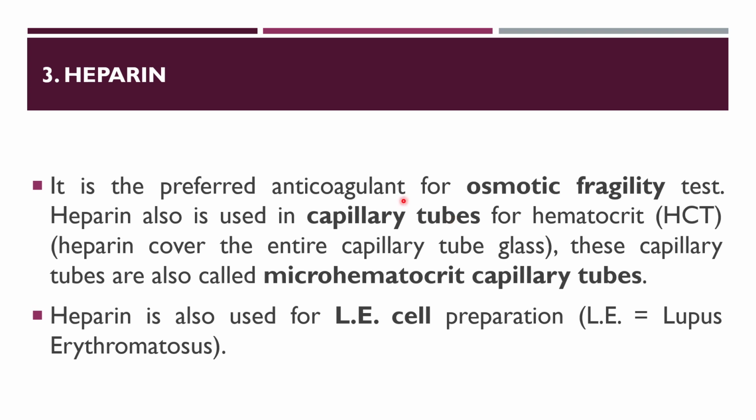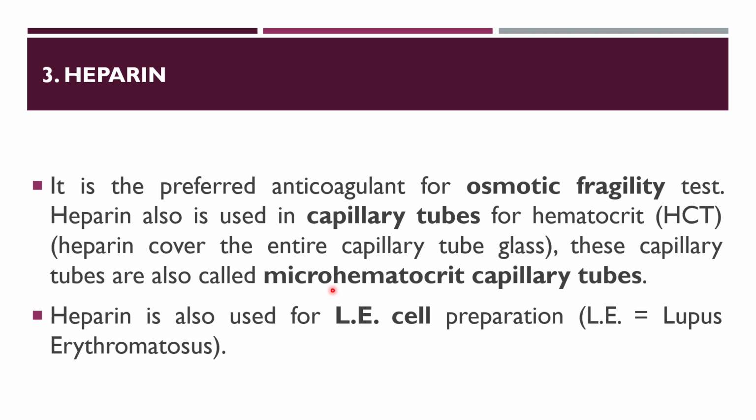Heparin is usually the preferred anticoagulant for osmotic fragility testing, where you take blood and put a drop in the solution, I think the solution is HCl. So whenever you add the drop of blood in this particular solution, you have to observe the drop, how long it takes to drop to the bottom.